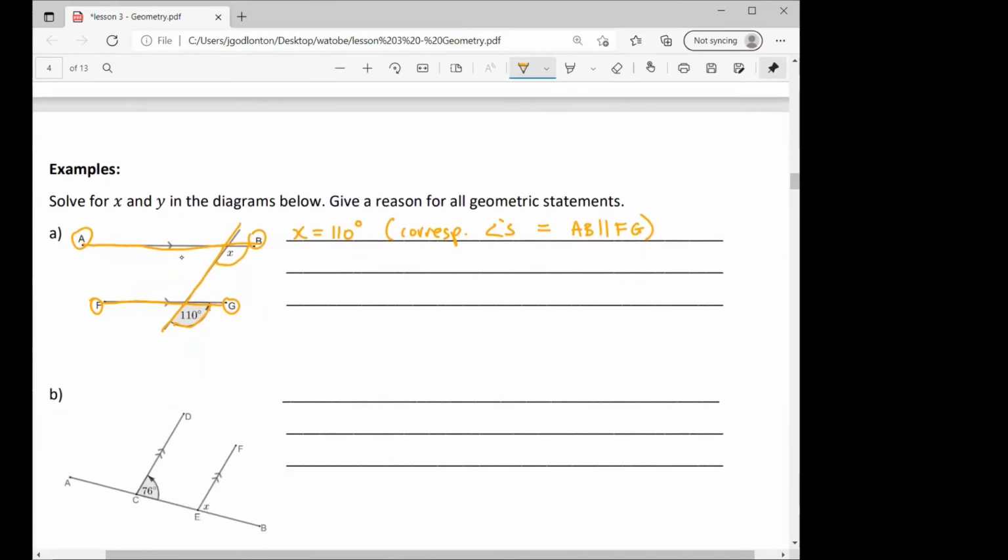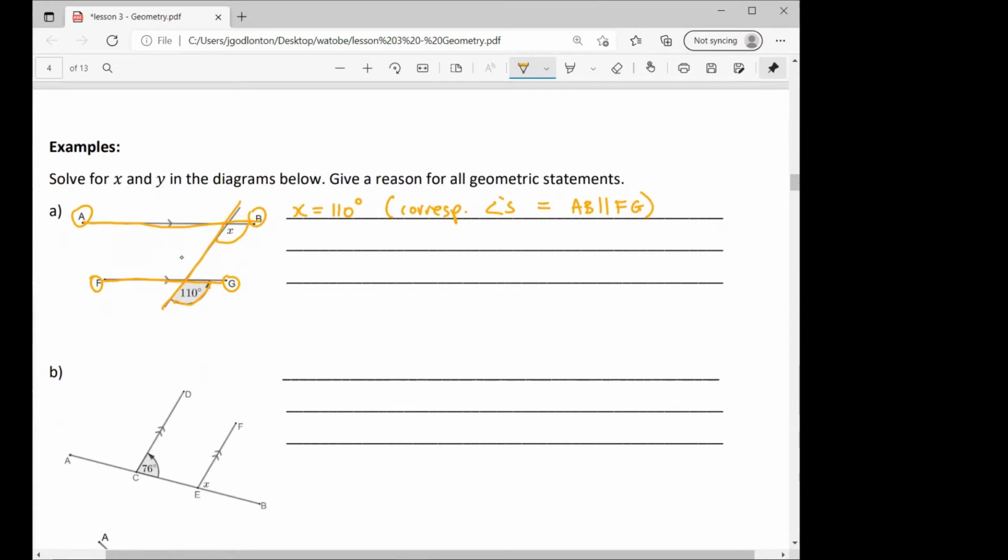So now that I've done that one for you, can you do B for me? Tell me what it's going to equal. And then for the reason, I need to know specifically which lines are going to be parallel to each other.